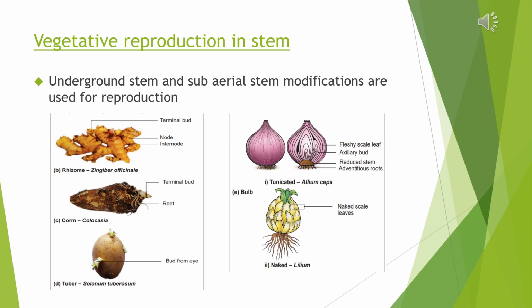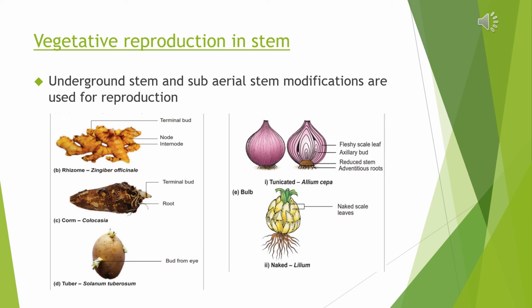Vegetative reproduction of stem. Vegetative reproduction of the stem occurs by the formation of axillary buds from the nodes of rhizomes and eyes of tuber. The nodes are the region where the leaf is attached to the stem. Rhizomes and tubers are underground modifications. The terminal buds developing from the underground stem give rise to a new plant.